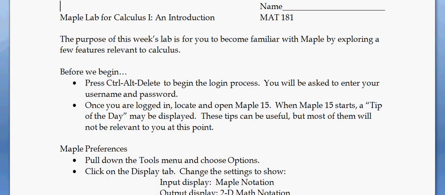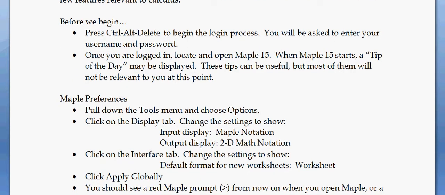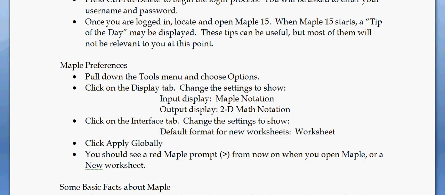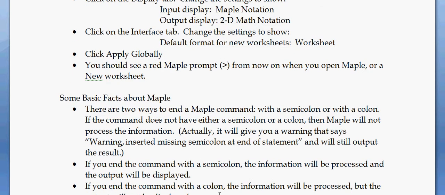So I give you a little overview of how to actually log into the computer, which I really hope you guys know how to do already. And then to change some preferences so that everyone's looking at the same thing. Basically, you'll get a little red Maple prompt, a little arrow like that. If you're used to seeing Maple in a different format and you don't want to change your settings to be consistent with the way I'm doing it, that's fine. I'm just trying to make it so that everyone is seeing the same thing.